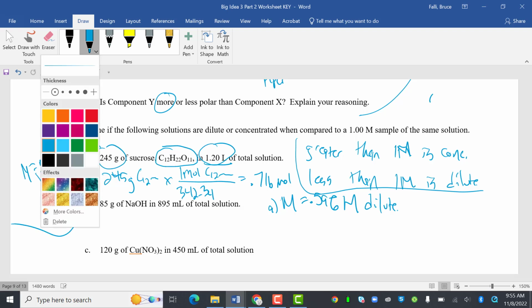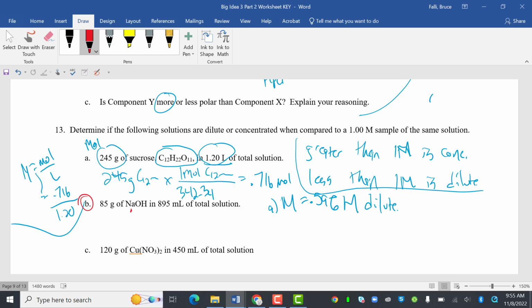I'm going to change colors just to try and keep these a little separate. So same deal, 85 grams NaOH times a dividing bar, grams of NaOH, and these numbers come from the periodic table. I add up sodium, 22.99, plus oxygen, 16, plus hydrogen, 1.01, which is 40.00. So 85 divided by 40 is 2.125.